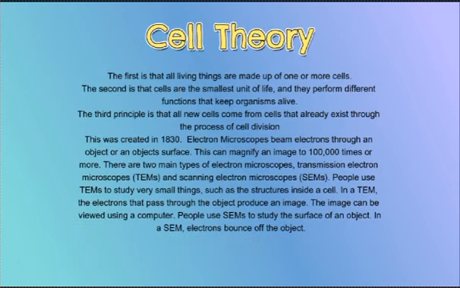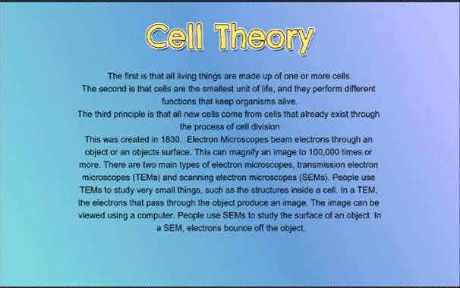The first is that all living things are made up of one or more cells. The second is that cells are the smallest unit of life, and they perform different functions that keep organisms alive. The third principle is that all new cells come from cells that already exist through the process of cell division. This was created in 1830.